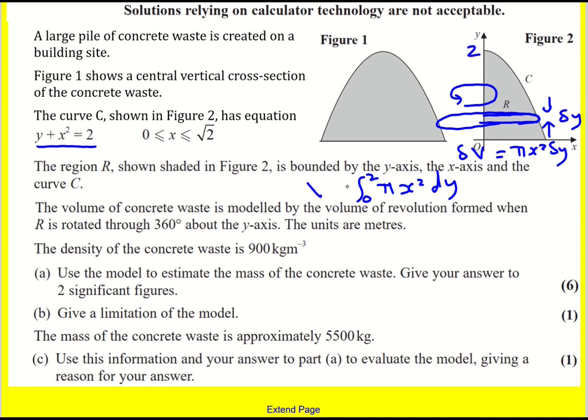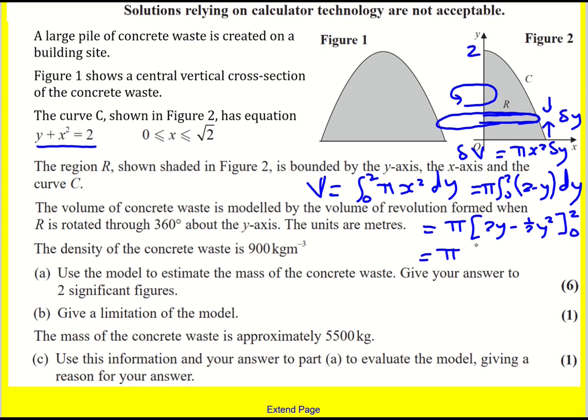That's my volume. So now I can work this out. I'm going to bring the pi out, replace the x squared by 2 minus y. This becomes pi times 2y minus a half y squared, evaluated between 0 and 2, which is pi times 4 minus a half times 4. So we get a volume of 2 pi, about 6 meters cubed.